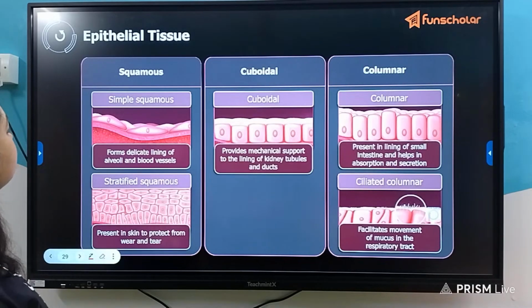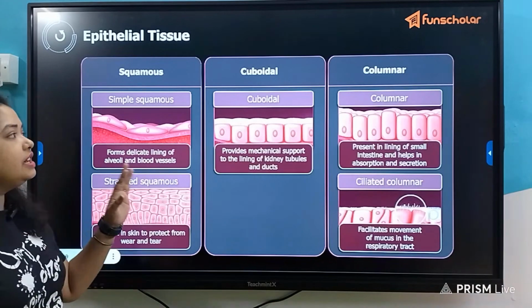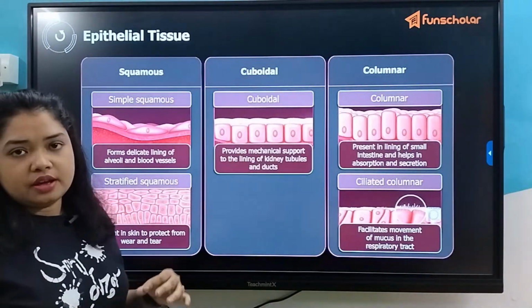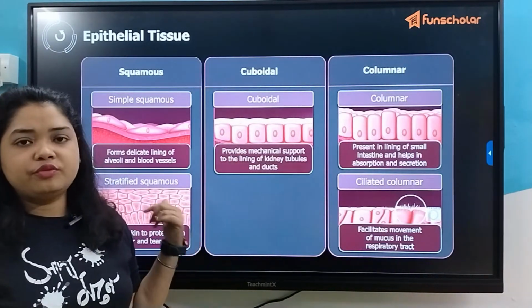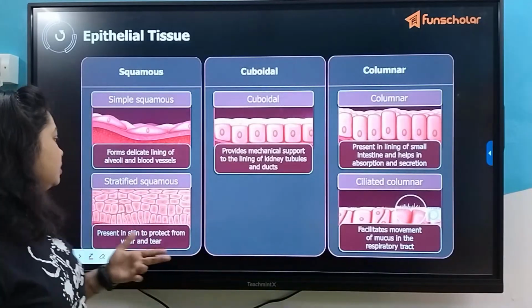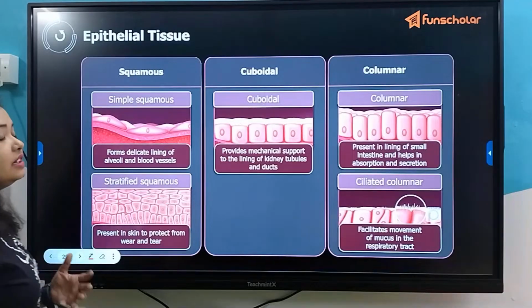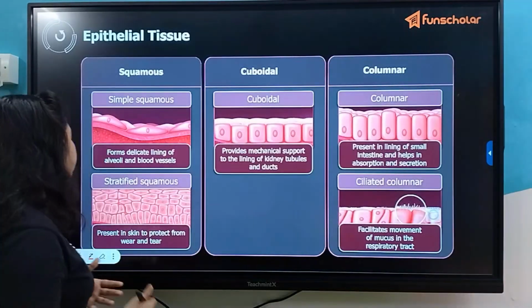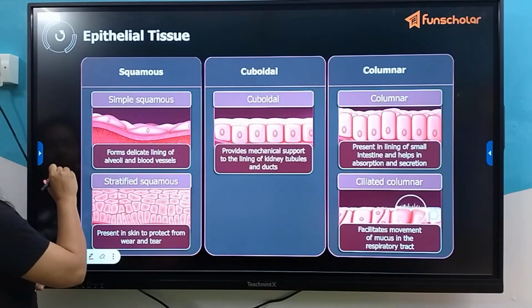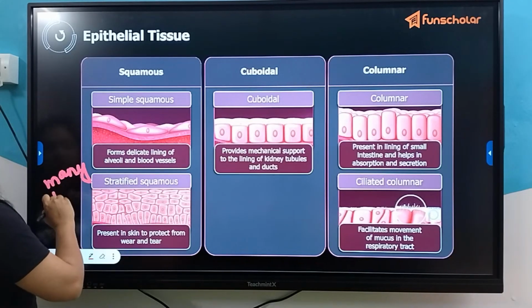So epithelial tissue we have already watched in the video. Simple squamous epithelium forms a delicate lining because this lining is very thin. Simple squamous epithelium forms a single layer, right? So this layer is very thin. On the other hand, stratified squamous that is present in the skin to protect against wear and tear is a thick layer. Stratified means many layers.